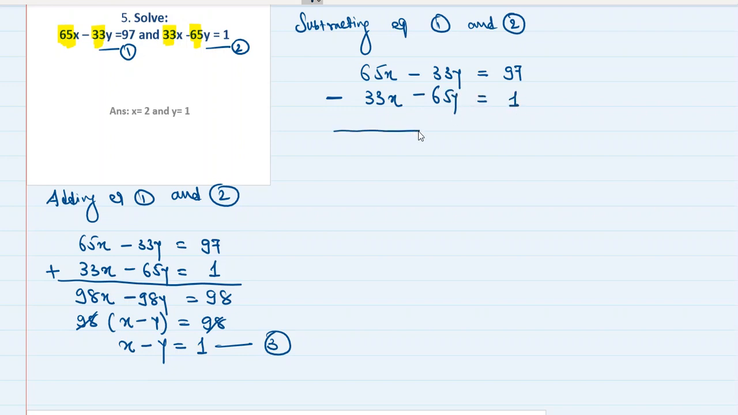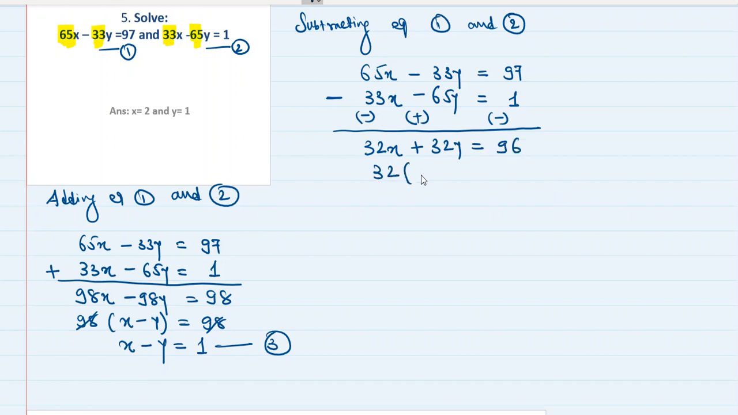Draw a line, leave a space and draw a line. Change the signs. Minus will become plus, plus will become minus. 65 minus 33, so this will become 32x, and 33 minus 33 plus 65y plus 32y is equal to 96.